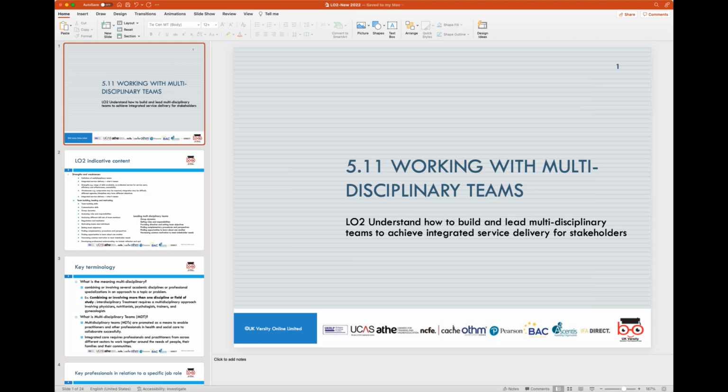I want to make sure that you understand that learning outcome 2 is more about building and leading an MDT, or multidisciplinary team. This is important because it's mostly theoretical, and we want to build on our understanding of the team working model that we discussed in the first learning outcome, which is Tuckman's model of team building.